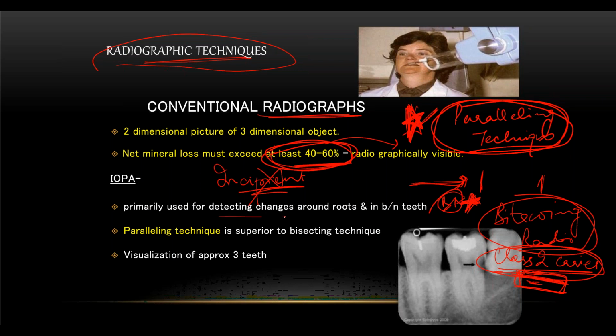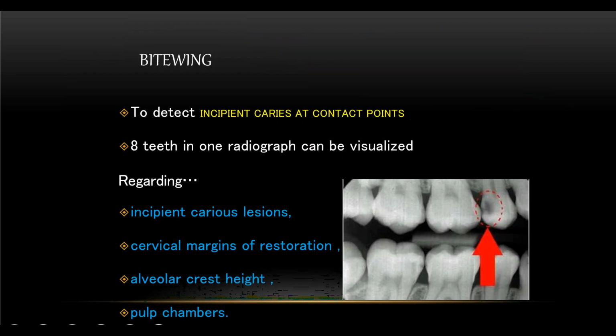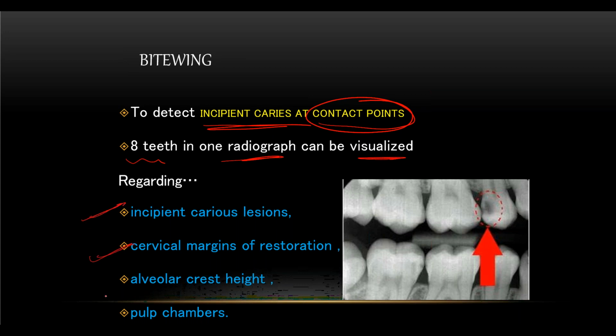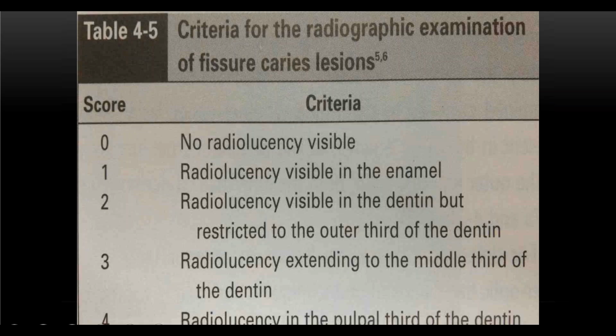IOPA is primarily used for detecting changes around the roots and in between the teeth. Paralleling technique is superior to the bisecting technique. Visualization of approximately 3 teeth should be there in an IOPA. Bite wing can detect the incipient caries mostly at the contact points. 8 teeth in one radiograph can be visualized. Incipient caries, cervical margins of the restoration, alveolar crest height, and pulp chamber can be seen properly.